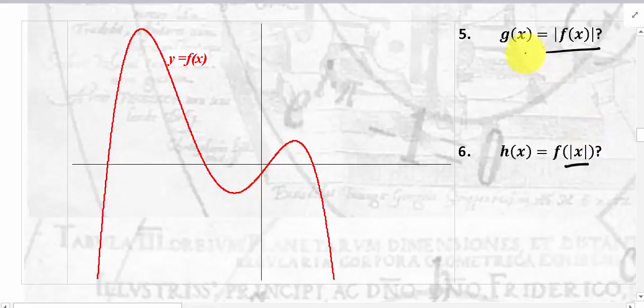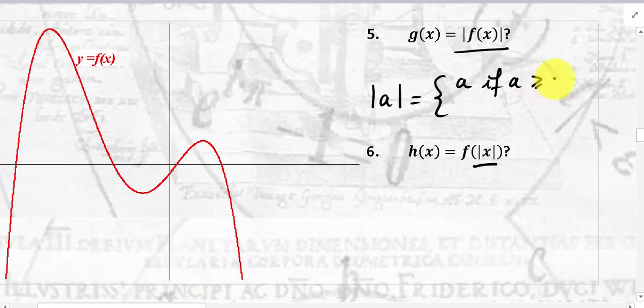So I want to graph g of x. In red, I have the graph of f of x. So to do that, we need to know what the absolute does, right? So remember the definition of the absolute value. Absolute value of a is equal to a if a is positive or equal to 0, and the opposite of a if a is negative or equal to 0. Or I guess I should say negative. It doesn't matter. Okay? All right.